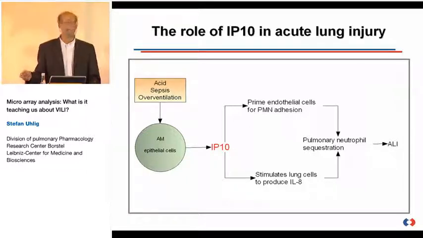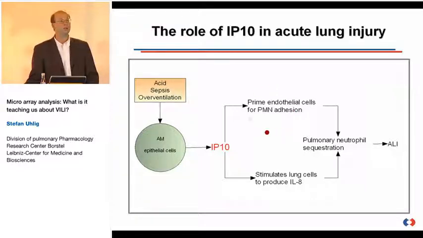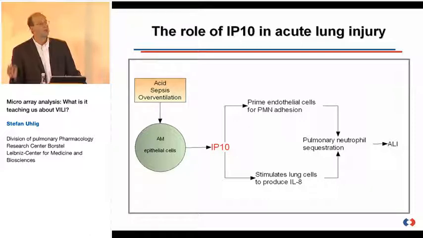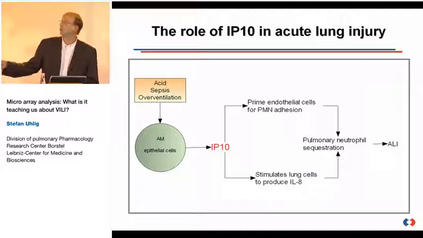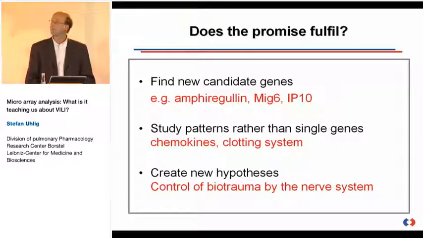So what we figured out recently is that IP10 has two actions. The first one is that it primes endothelial cells for adhesion of PMN induced by interleukin-8. So you need much less interleukin-8 in the presence of IP10 for neutrophils to adhere to those cells. And the second thing, and this was done in human lung explants, is that if you stimulate human lung explants with IP10, they also release interleukin-8. So both of these actions would lead to an increased sequestration of neutrophils in the lung, and could explain how acute lung injury is forming under those conditions.